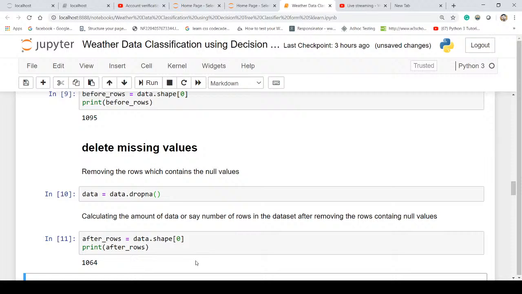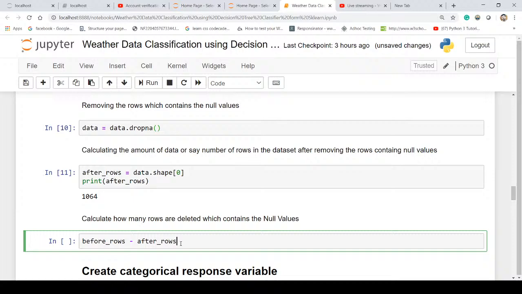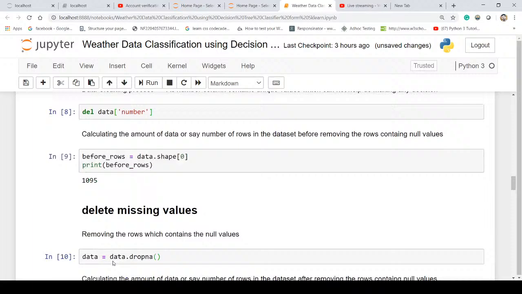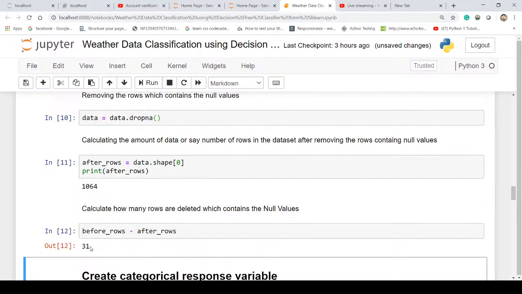So we have the rows around 1064 here. These are our total rows. What command are we giving here? Calculate how many rows are deleted which contain the null values: before rows minus after rows, how many rows we had previously minus after rows. If you do this, you will get 31 rows. And how do you get 31? The total number of rows you have is around 1095. After removing the few rows which have null values, you have around 1064. If you subtract 1095 minus 1064, you will get 31. So we have deleted 31 rows out of 1095 rows.